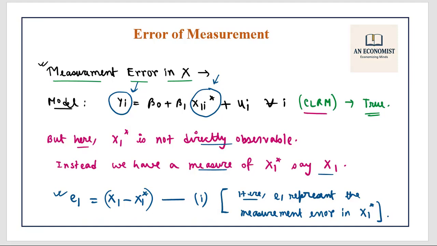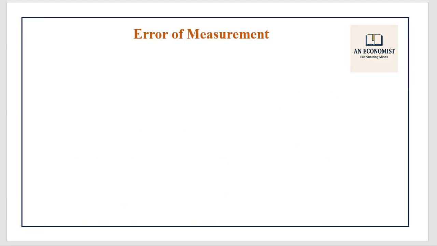Now we will go into the different kinds of assumptions that we need to derive all the remaining consequences. So let us see what could be the possible assumptions.